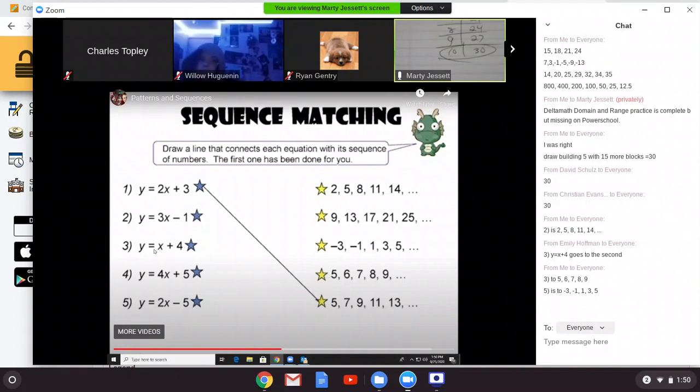What if I put in a 2 for x? 2 plus 4 is 6. How about a 3? 3 plus 4 is 7. So this one right here, 5, 6, 7, 8, 9, that's the third one. The third equation goes with the second to the bottom sequence, 5, 6, 7, 8, 9.